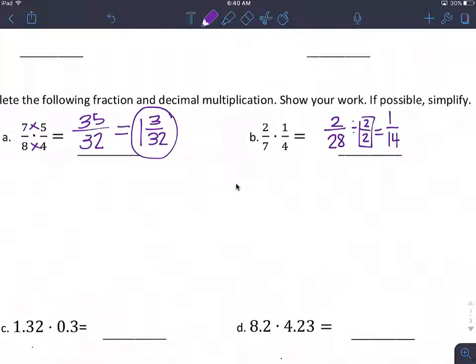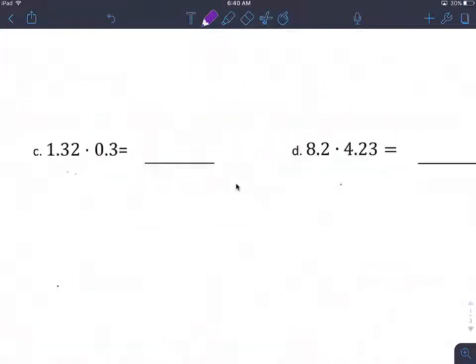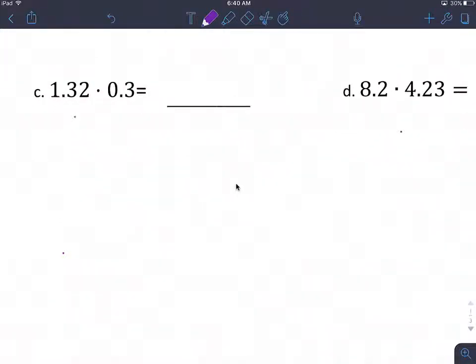All right, so those were the fractions. Now let's take a look at decimal multiplication. What I've been practicing with my classes is just forget about the decimals. Pretend they're not even there until the very end. So I'm going to rewrite this as 132 times 3.